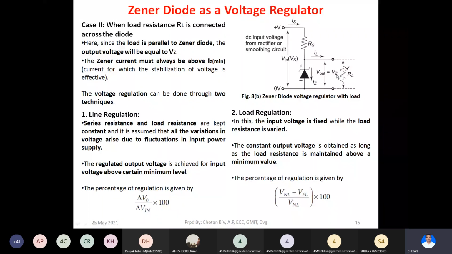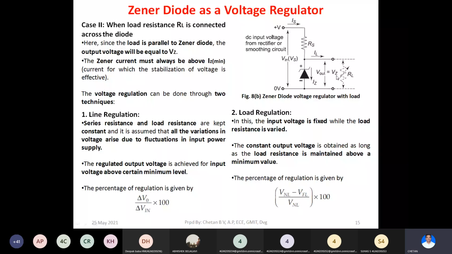Next, if this Vin decreases, Is is directly proportional to Vin, therefore Is should also decrease. Is is the sum of IL and Iz, therefore out of these two, Iz will decrease, and as long as this Iz is within the range of that Iz minimum, that is the range of reverse breakdown operation, this Zener diode will be capable of maintaining a constant output voltage Vout, which is equal to Vz. So this is all about line regulation.